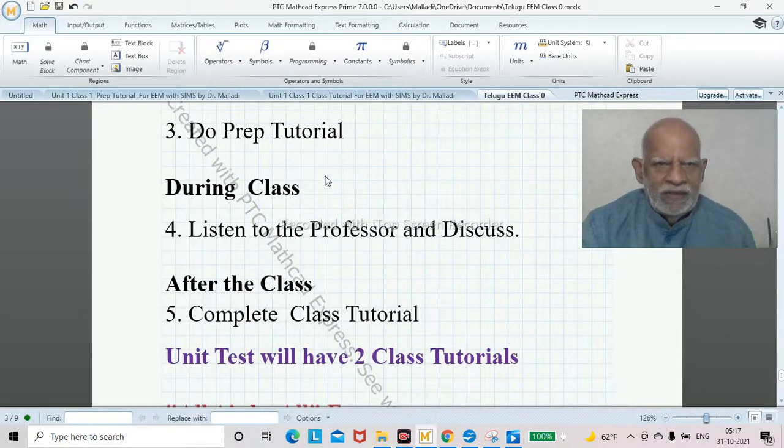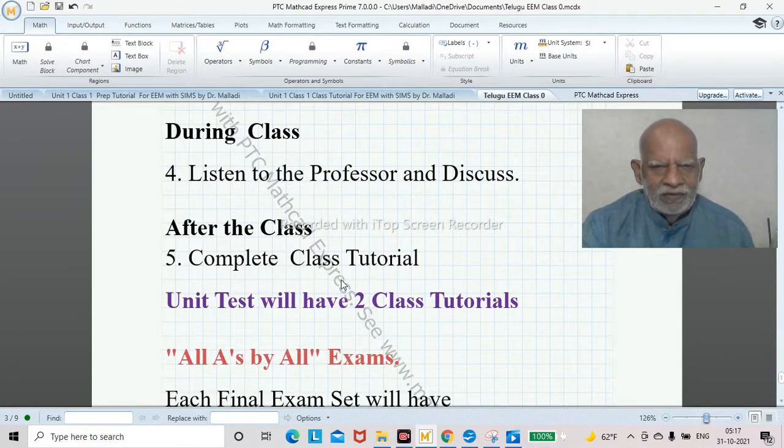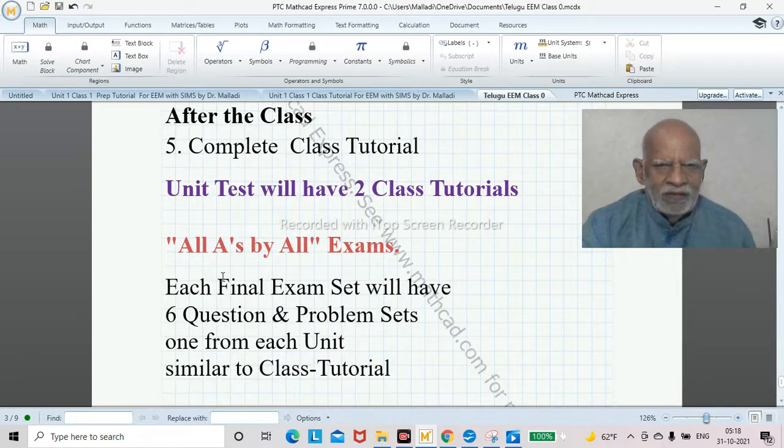During the class, listen to the professor and discuss, and after the class, complete the class tutorial. After every 10th class there will be a unit test that will have 2 class tutorials, and this will help you to master the subject and again correct mistakes. Ultimately, let me talk about the final examination.